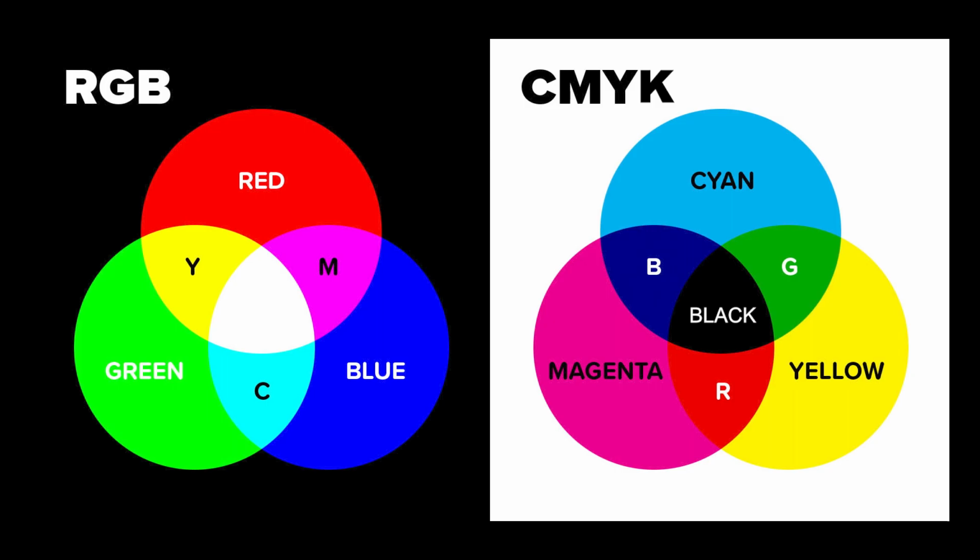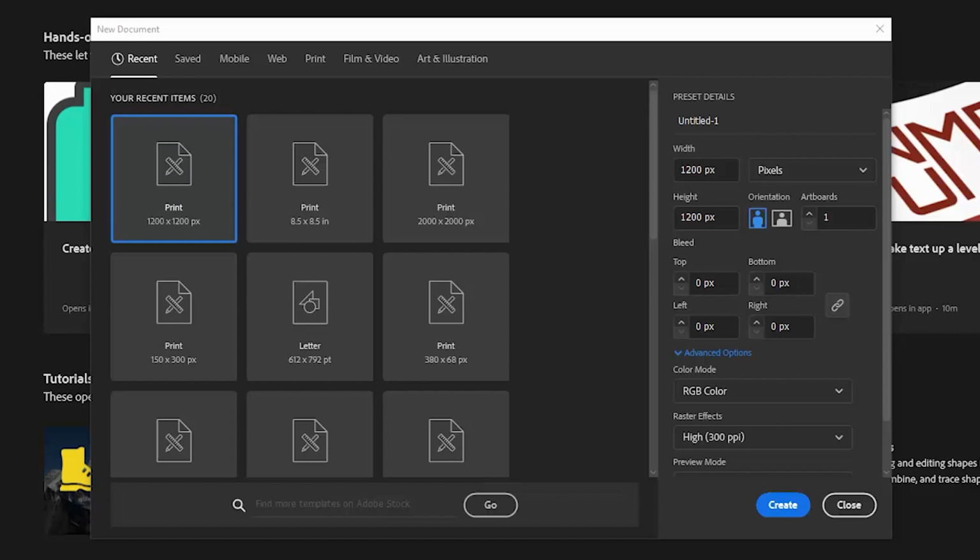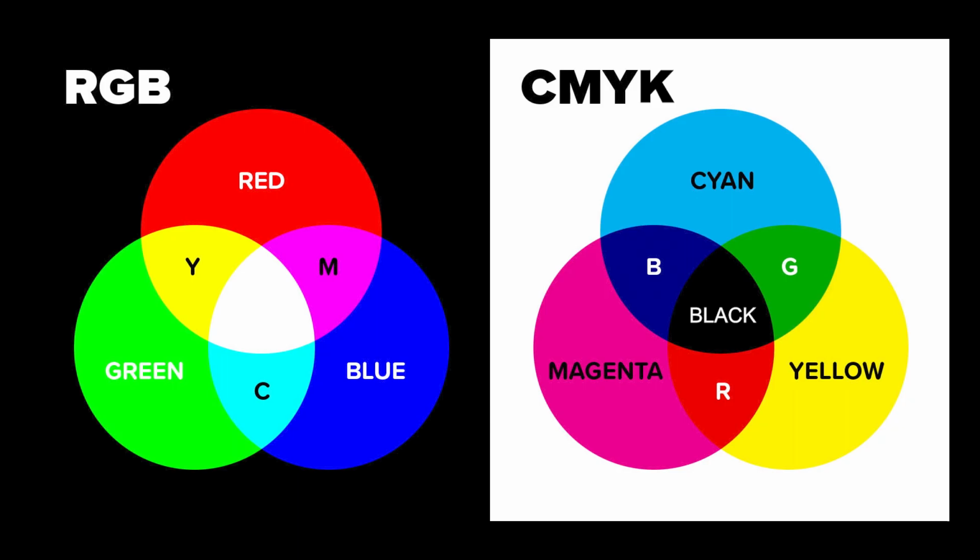Okay, so let's start off with a few definitions. First of all, for those of you who are newer to graphic design, I want to explain the difference between RGB and CMYK. Now, regardless of which graphic design software you're using, when you create a new document, you'll be given the option to choose between one of two color modes, RGB or CMYK.